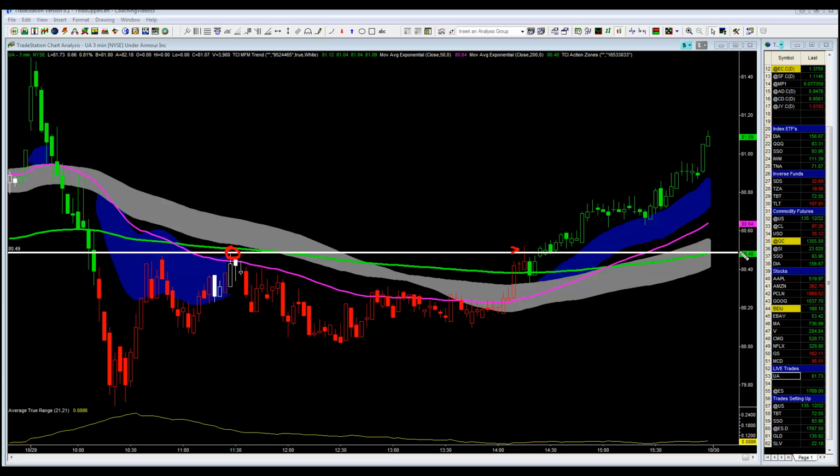Now, if you're not aware, these are the blue action zones. These are my resistance lines when the trend is down, and support when the trend is up. The trend is up when the bars are green, and turns down when the bars are red. We've got the 50 exponential sitting right here, the 100 exponential, and a gray action zone. The gray action zone acts as resistance when the trend is down and support when it's up.